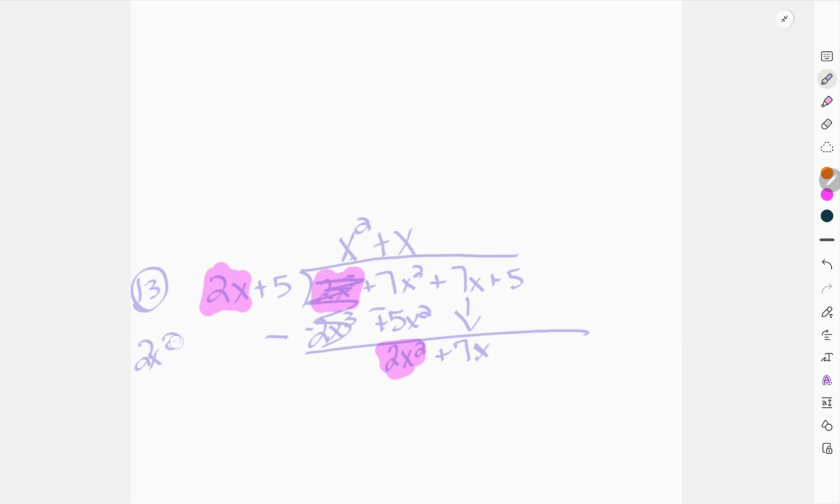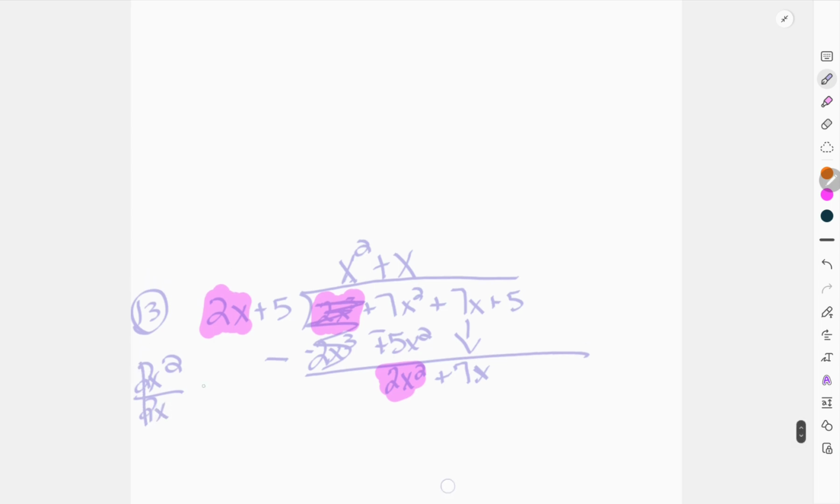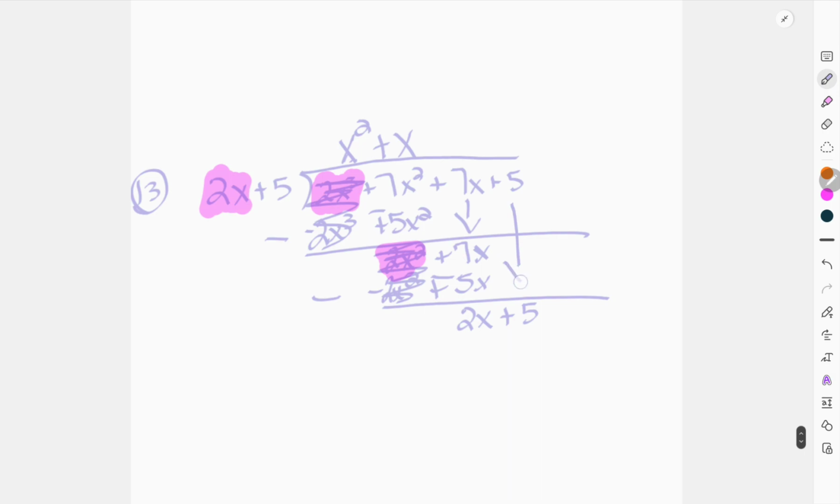Okay, when you do 2x squared divided by 2x, the 2's will cancel, leaving you with x. X times 2x is 2x squared. X times positive 5 gives me positive 5x. I'm going to subtract, so it's going to change these signs. Those two x squareds will cancel. 7x minus 5x is 2x. And then I have a positive 5. Okay. See if you can figure out the last term.